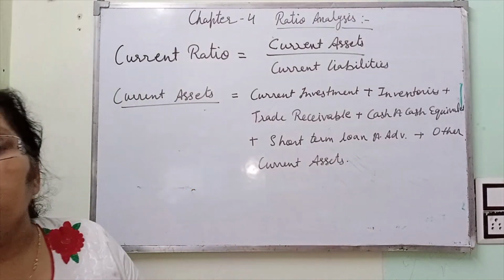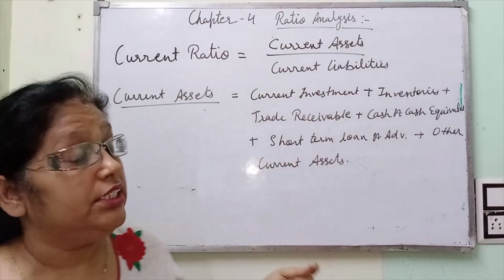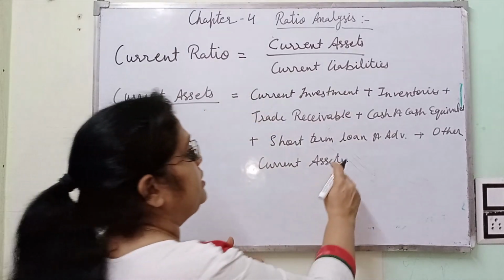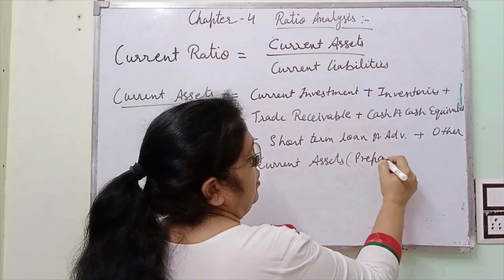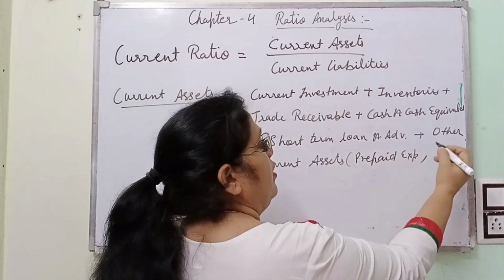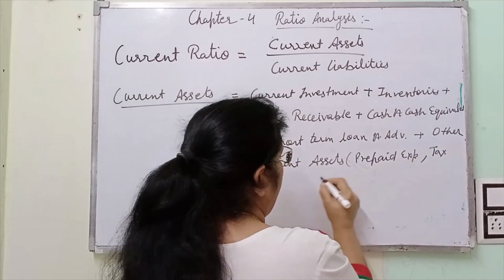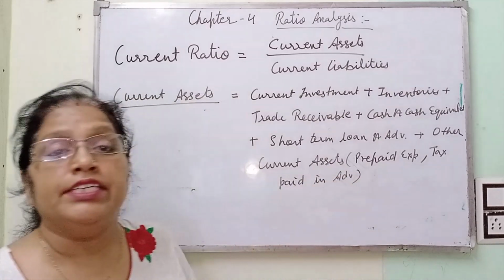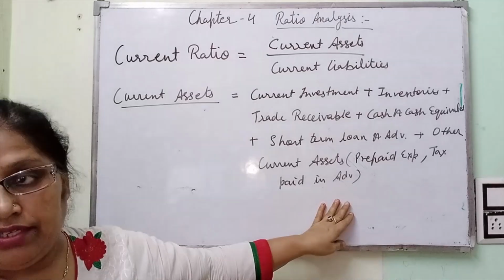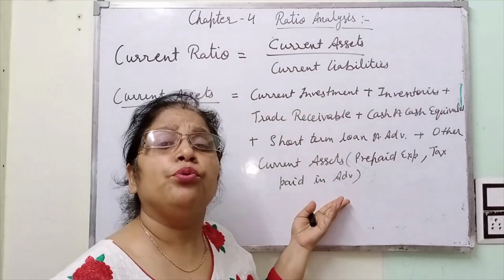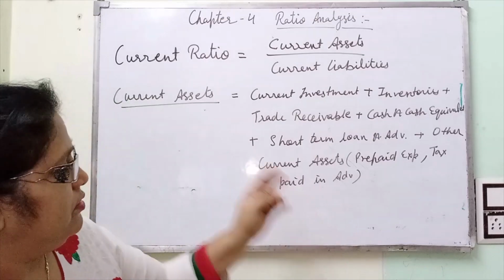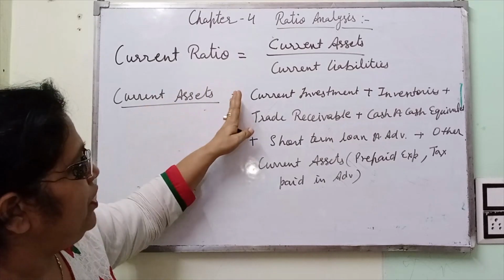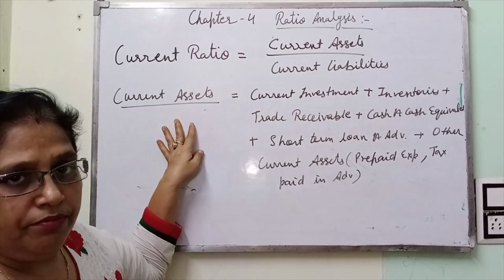Now what do you mean by other current assets? Other current assets means the assets which are not involved in all the above mentioned terms, like prepaid expenses, the tax paid in advance, that is also known as deferred tax assets, that is also included in it. Clear? And any other accrued income which we have earned but not received will also be included in current assets. So I think the main points included in current assets are clear.